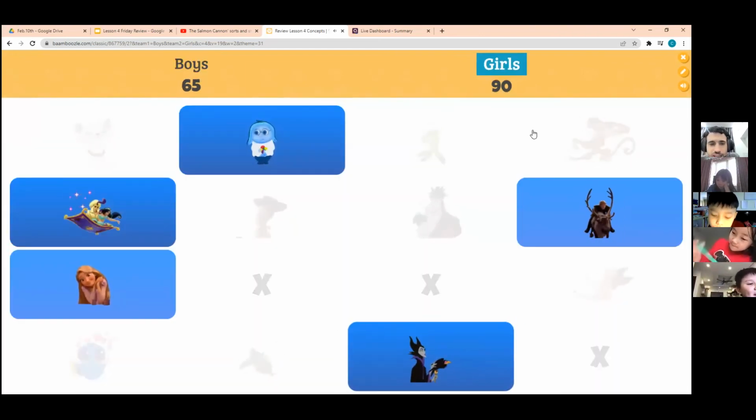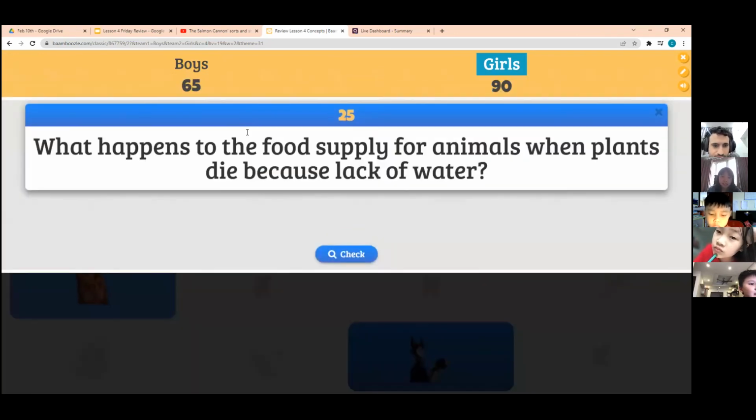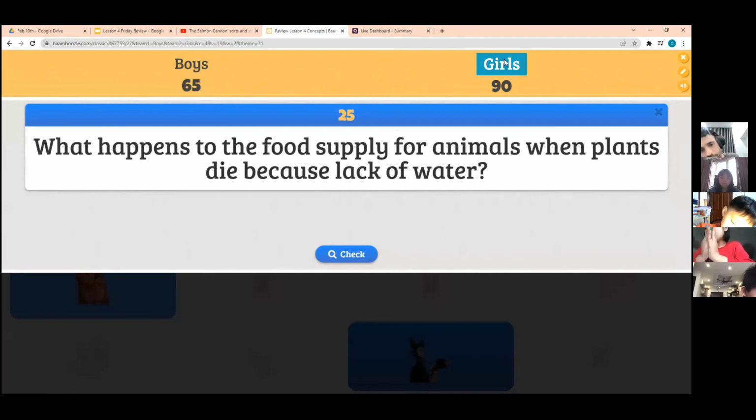Let's have Cherry choose a photo. The sad one. Okay. What happens to the food supply for an animal when plants die because of the lack of water? Is the food supply going to increase or decrease if the plants die because of a lack of water? Yeah, they're gonna die, but what happens to the food supply?